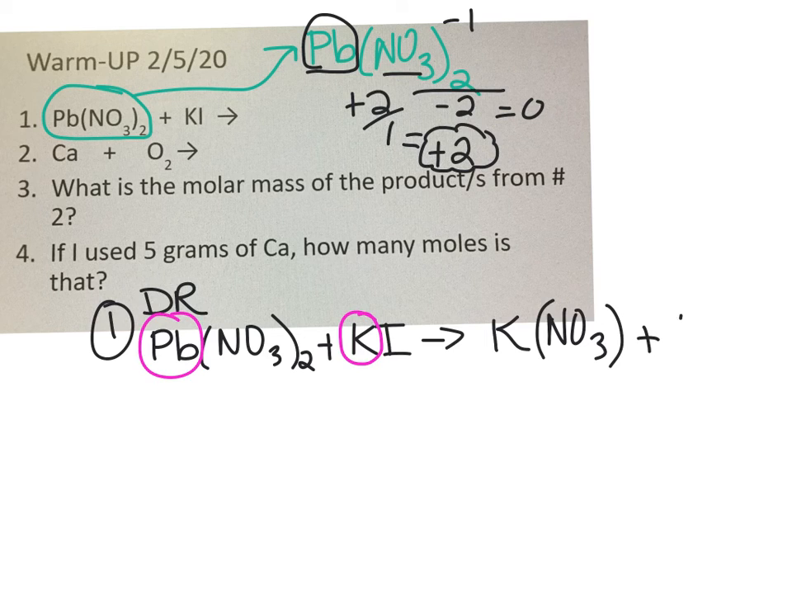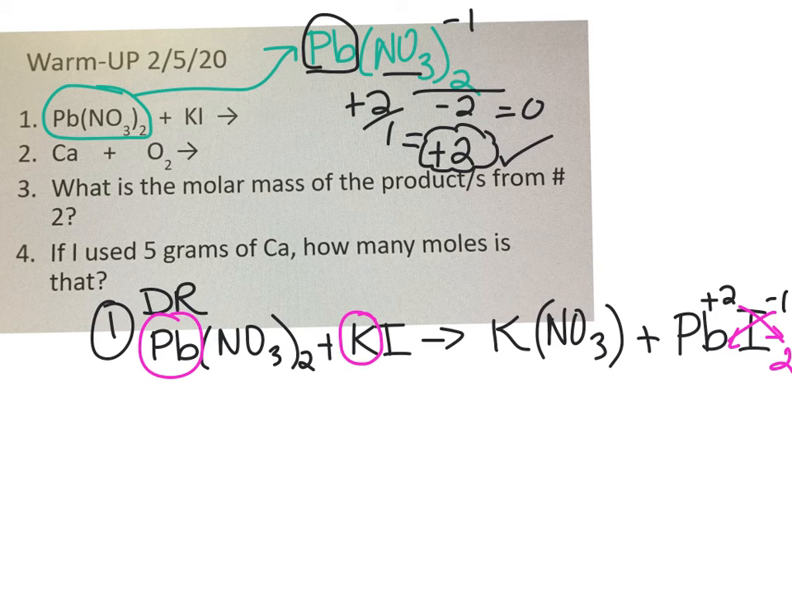And then the lead is going to combine with iodine. Lead, we found out earlier, has a +2 charge, and iodine had a -1. So those are going to crisscross to make PbI2. Okay? All right, so states of matter.